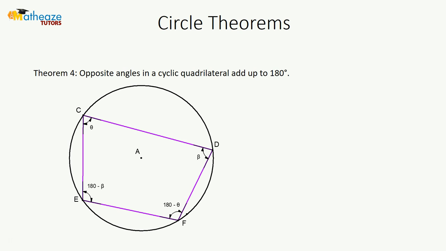Theorem number 4. Opposite angles in a cyclic quadrilateral add up to 180 degrees. So angle E and angle D add up to 180 degrees. They are supplementary angles. Angle C and angle F also add up to 180 degrees. They are also supplementary.